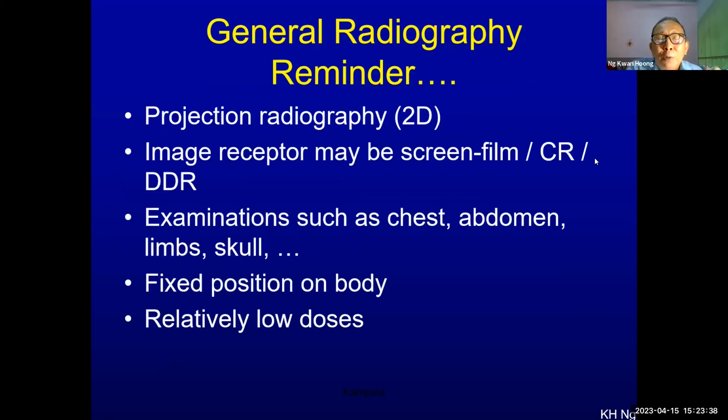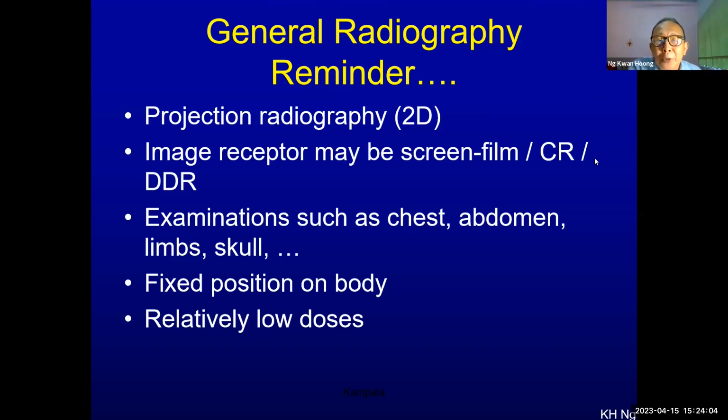I will focus on general radiography only. That will mean like a chest X-ray, abdomen, pelvic, extremities. Right? We exclude mammography and other pregnant women or young children. That will be another webinar. It's a projection radiography, two-dimension. Right? What we see is a two-dimension image from a three-dimensional body.